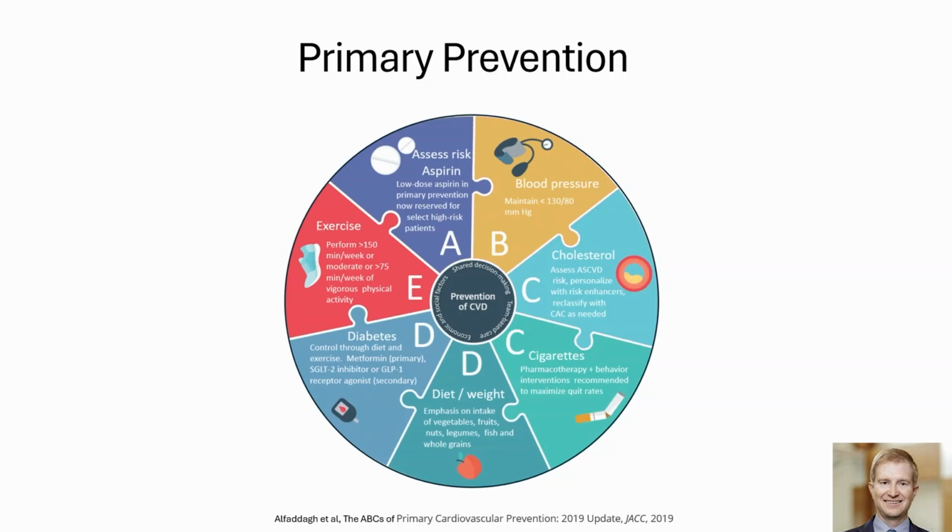In 2019, the primary prevention guidelines were produced by the AHA/ACC committees, and they can be summarized in this slide here on the ABCs of primary cardiovascular prevention. This includes first assessment of cardiovascular risk, managing blood pressure, managing a patient's cholesterol, managing their cigarettes or smoking, helping them to quit, helping them to work on diet and obesity, helping them to work on their diabetes, and then, of course, importantly, helping them to exercise and get that 150 minutes of cardiovascular aerobic exercise weekly.